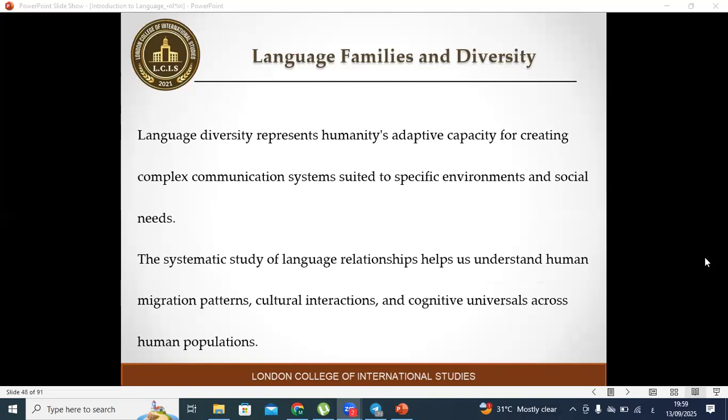Language diversity represents humanity's adaptive capacity for creating complex communication systems suited to specific environmental and social needs. Systematic study of language relationships helps us understand human migration patterns, cultural interactions, and cognitive universals across human populations.